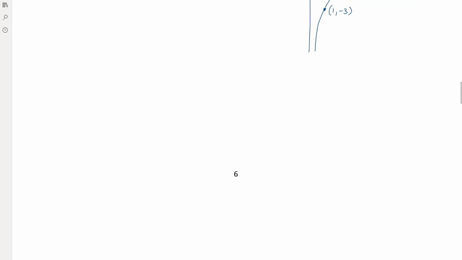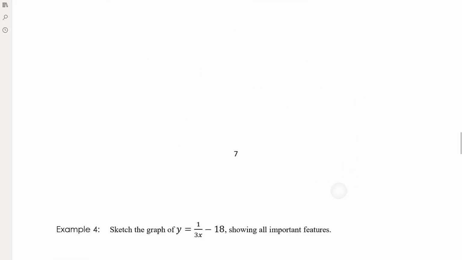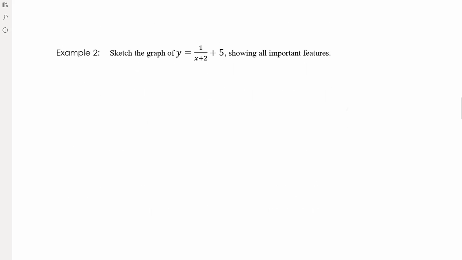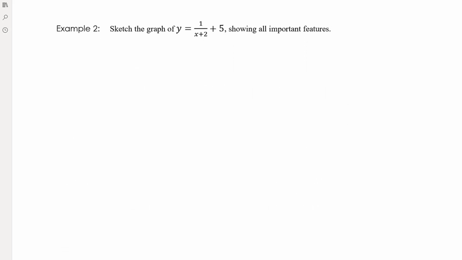Okay, let's have a look at another example, number 2. Sorry, took a minute. Sketch the graph of y equals 1 over x plus 2, and then all of that plus 5. Inside the function here, that's my left or right translation. Outside the function here, that's my up or down translation. So we have got translation to the left by 2, and we've also got translation up by 5.